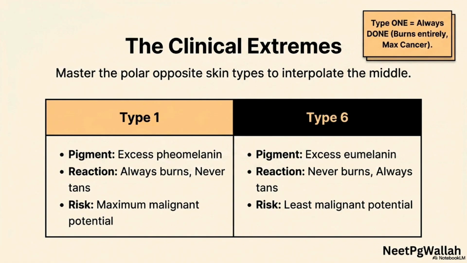And because of this, it always burns, never tans, and frankly carries the maximum malignant potential, which means the highest risk for skin cancer. On the total opposite end of the spectrum, type 6 relies on excess eumelanin, the true brown and black pigment. This skin type never burns, always tans, and offers the absolute least malignant potential.